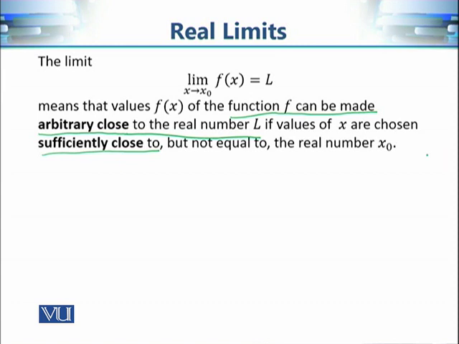Now, this involves the concept of arbitrary closeness. So, we need to describe it mathematically and precisely. What does it mean that the functional values are getting closer and closer to L? The concept of closeness, if we say it mathematically, is related to the concept of distance. In other words, we can say that the distance between the functional values and L is getting smaller and smaller when the distance between x and x naught is getting smaller and smaller.